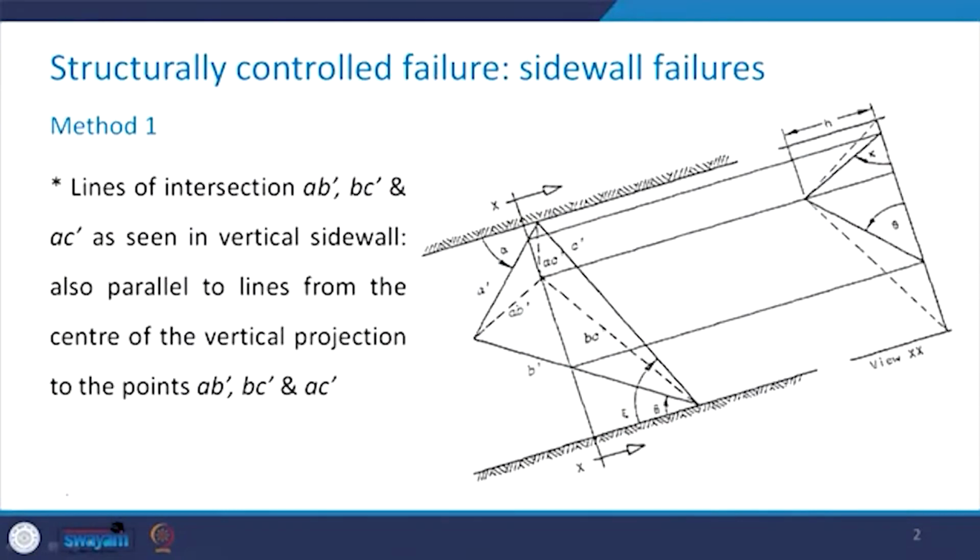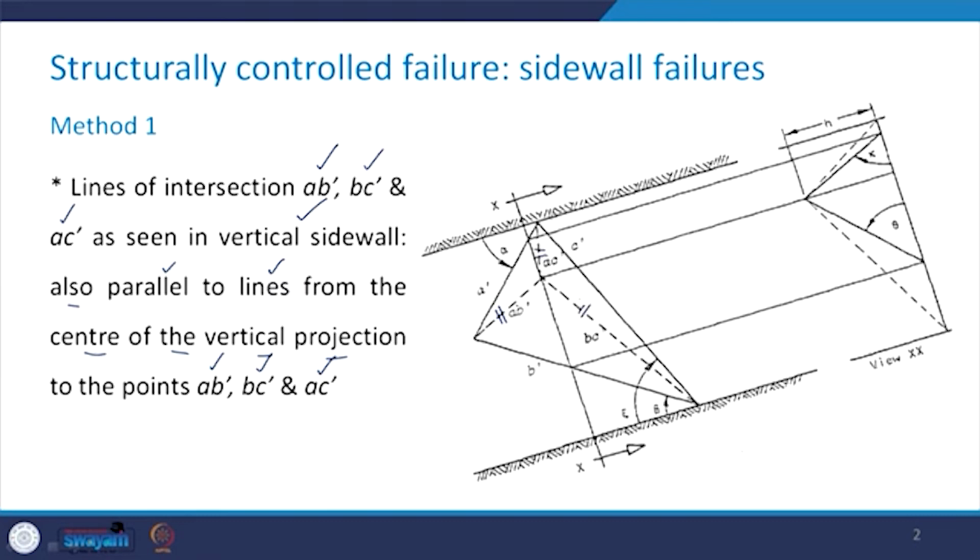In continuation to that, take a look at these figures. These lines of intersection AB prime, BC prime and AC prime, as they are seen in the vertical side walls, are also parallel to the lines from the center to the vertical projection of the points AB prime, BC prime and AC prime. So, we are talking about these 3 lines: the first one, the second one and the third one.